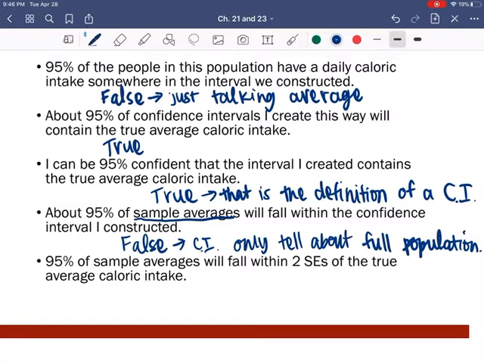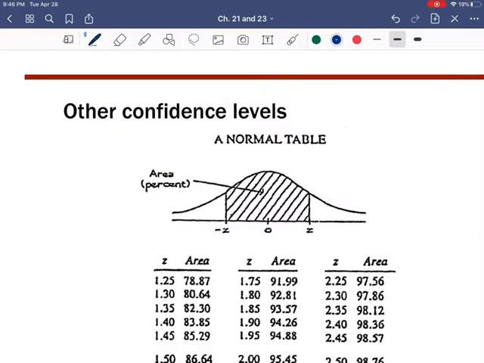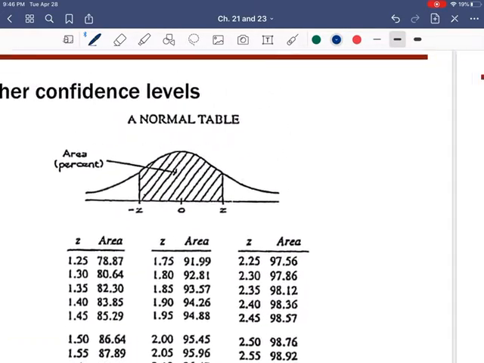And 95% of sample averages will fall within 2 standard errors of the true average caloric intake. That one's very similar to the one right above it. So don't even worry about that one. That one's more complicated than we need.